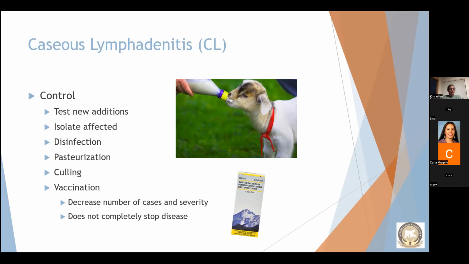There is also a vaccination that can be done, which can decrease the number of cases and the severity of cases, but it does not completely stop the disease. And it's usually recommended if there is an issue in the herd, and not necessarily if you're negative or clean for the disease. So only in more severe cases using the vaccination to help control the disease versus trying to prevent it.